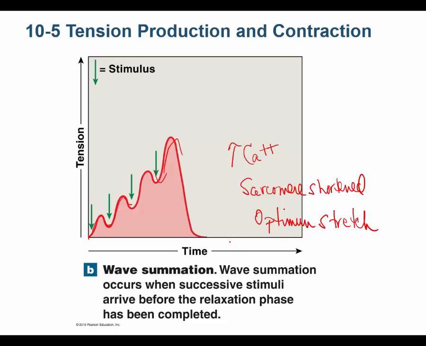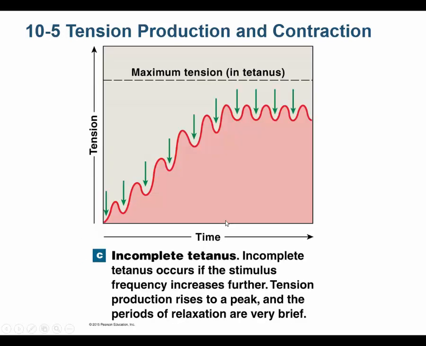The big thing here is you don't allow the myofibers to relax in between stimuli. And when I say you don't allow it, how would you keep them from doing that? You send the stimulus quicker. So you tell your muscle to contract, and before it relaxes, you tell the muscle to contract again. You send the stimulus a little bit quicker. Now, this is wave summation up to incomplete tetanus.